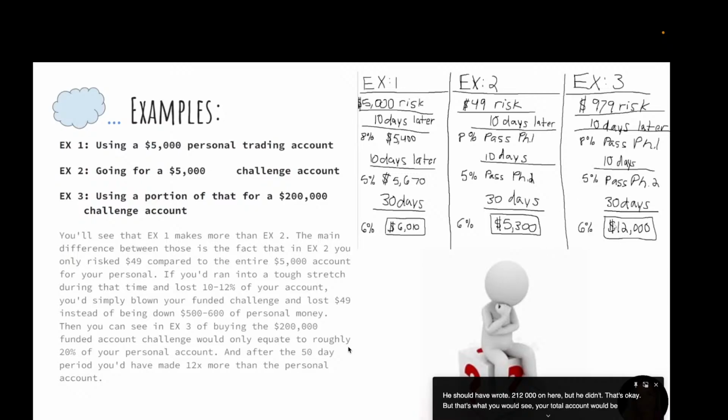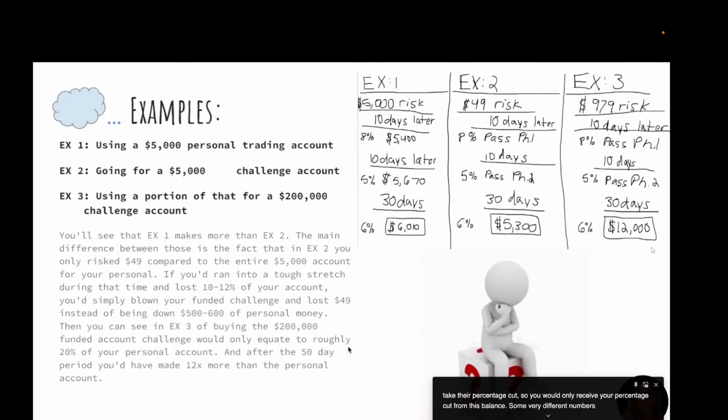Your total account would be at $212,000. The difference in the account balance would be $12,000, so you would be up $12,000. You would take your profit split plus whatever you paid to start the account, which you would get back. So roughly looking at $12,000, almost $13,000. But again, they will take their percentage cut, so you would only receive your percentage cut from this balance.